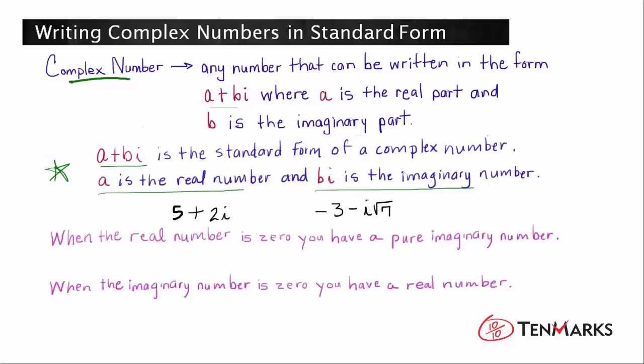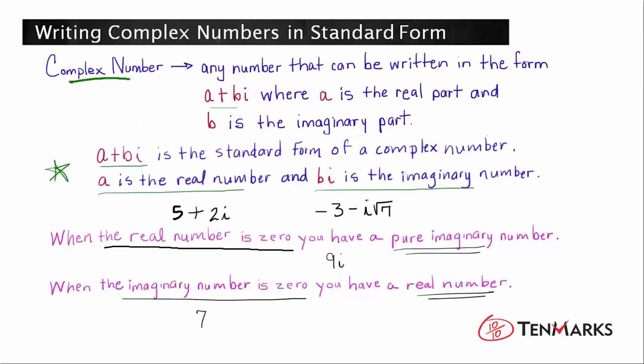Now sometimes when you see a complex number, one of the numbers is missing, either the real number or the imaginary number, and that's because one of them is a 0. For example, when the real number is 0, you have a pure imaginary number, and that's when you see something like just a 9i, for example. That would be a pure imaginary number. The real number in this case is a 0. When the imaginary number is 0, you have a real number. That could be a number like 7.